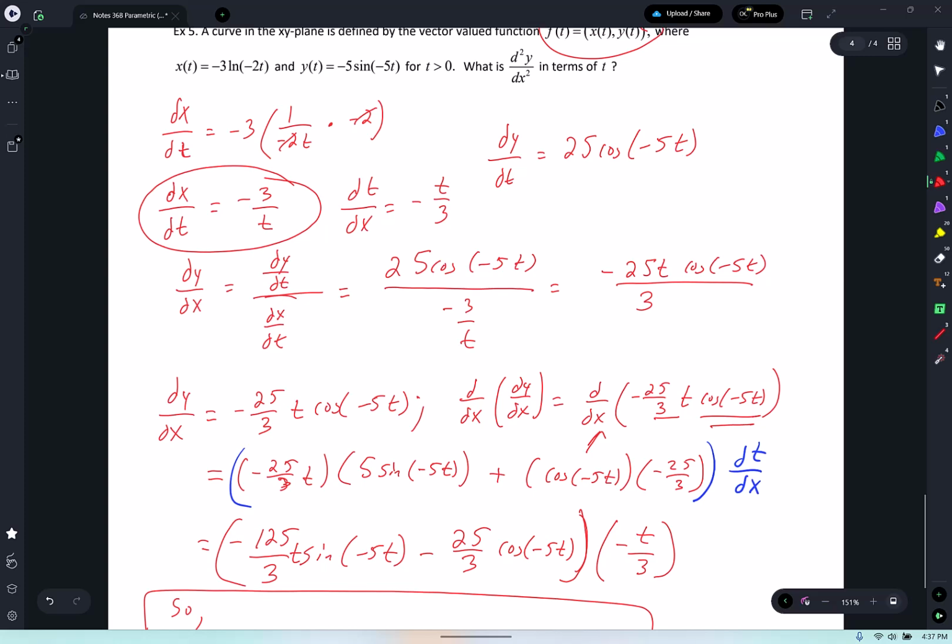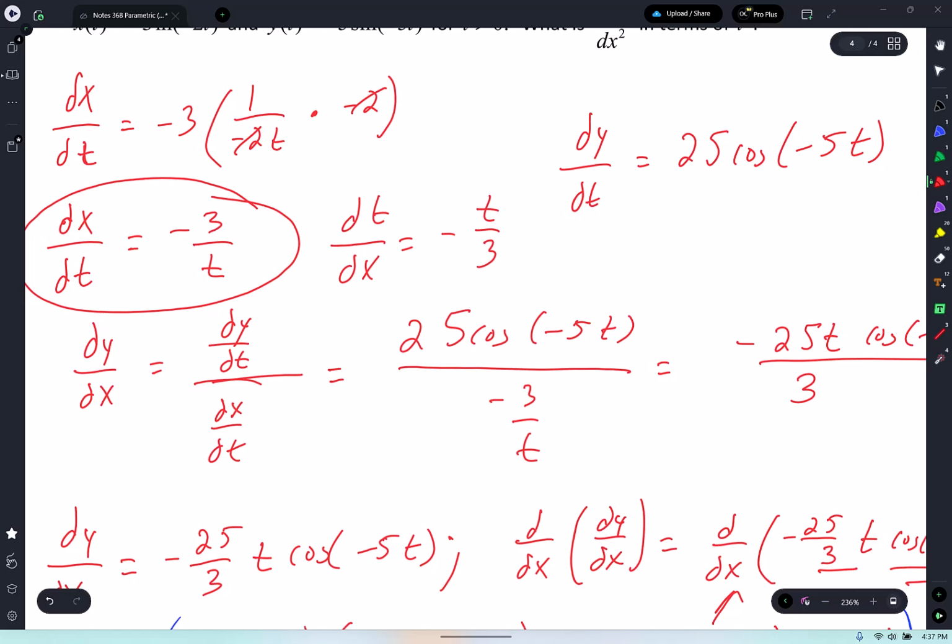Yes. dx/dt was negative 3 over t, so dt/dx is negative t over 3. I just flip it, right?